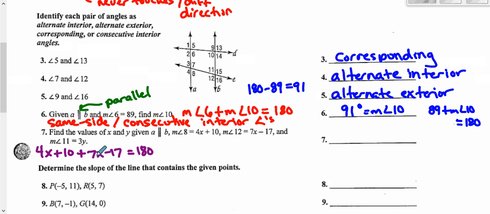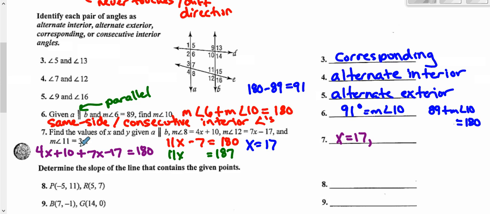Now the 4x and the 7x, that's going to give me 11x. And then we have the 10 and the negative 17, which will give me negative 7. And that's equal to 180. And we'll go ahead and add the 7. So we'll have 11x equals 187. And we'll divide the 187 by 11. And x will equal 17. So we'll write that over here. So x equals 17. And now we need to find the y.